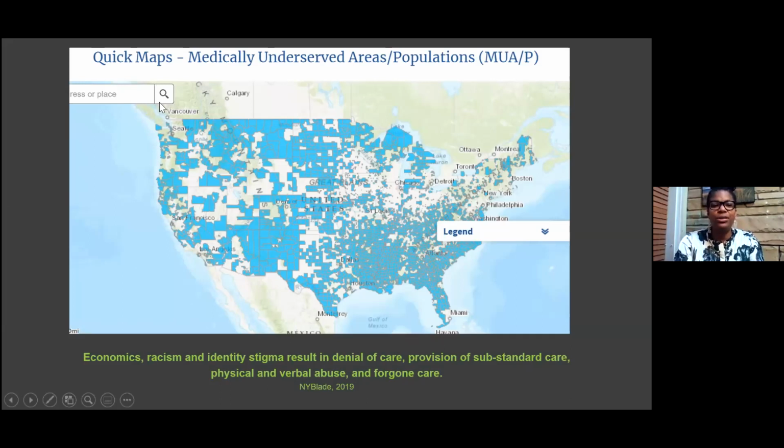Quickly, I just want to voice over some of the environment where CHWs and primary care operate today. As you look at this image, you'll see everything in blue represents a medically underserved community. This can be a community by zip code or region across the United States. It is almost representative of the entire United States, where we find low and challenging access to primary care, to dental services, to behavioral health services. Economics, racism, identity, stigma continue to result in the denial of care, the provision of substandard care, physical and verbal abuse, or foregone care. And so in these medically underserved areas, and I'll show in the next couple of slides, we see persistent disparity in health status and health outcome.